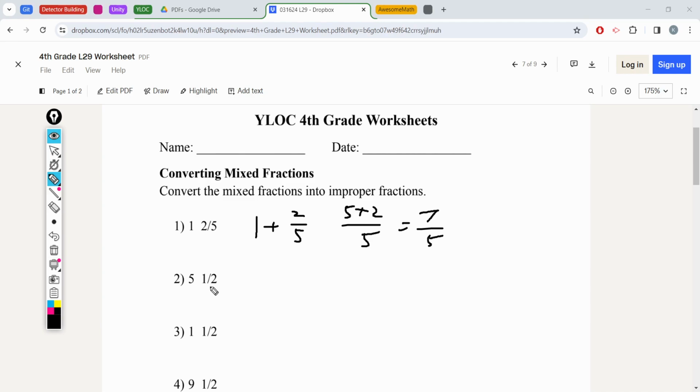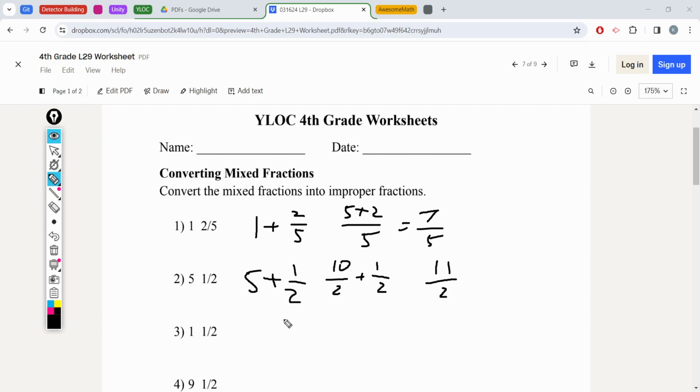Now 5 and 1/2. This adds a little complexity because we're not just doing 5/5. It's now 5 being converted into some number of halves. So right now we have 5 plus 1/2. 5 is the same as 10 halves. And then we can pretty simply find that that's 11/2.